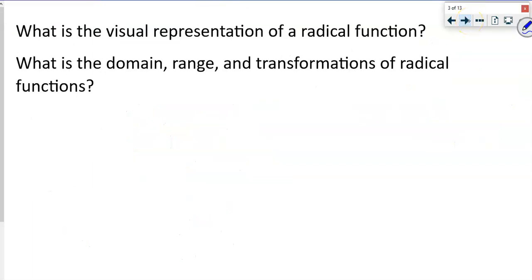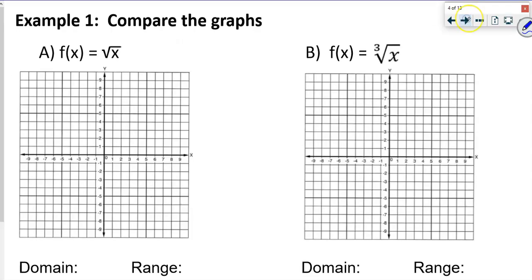All right, so the lesson today, this is what we're going to do. We're going to answer the question, what is the visual representation of a radical function? And we're going to find what is the domain and range and transformations of radical functions. So the very first thing here says compare the graphs. So I also want to write up here that f of x equal to the square root of x, well, remember, this is also equal to x to the 1/2 power, right?